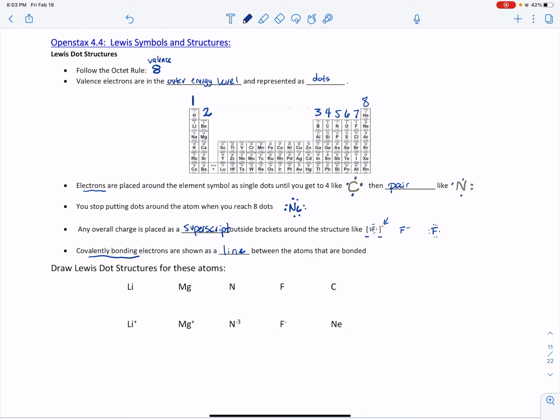So notice lithium is right here. So it just has 1 electron. I could put it there. I could put it there. I could put it there. I could put it there. All these places are fine. There's no preference for where you start. And then magnesium. Make sure you're looking at magnesium and not manganese. It has 1, 2 electrons.